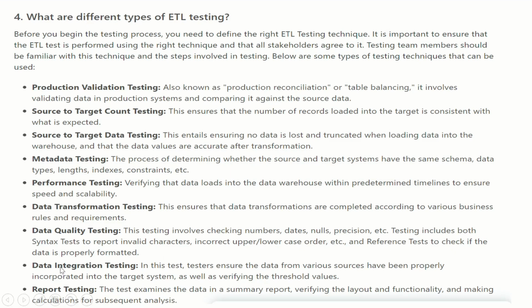The next point is data integration testing. In this test, testers ensure the data from various sources has been properly incorporated into the target system, as well as verifying the threshold values. Then report testing. The test examines the data in a summary report, verifying the layout and functionality and making calculations for subsequent analysis.